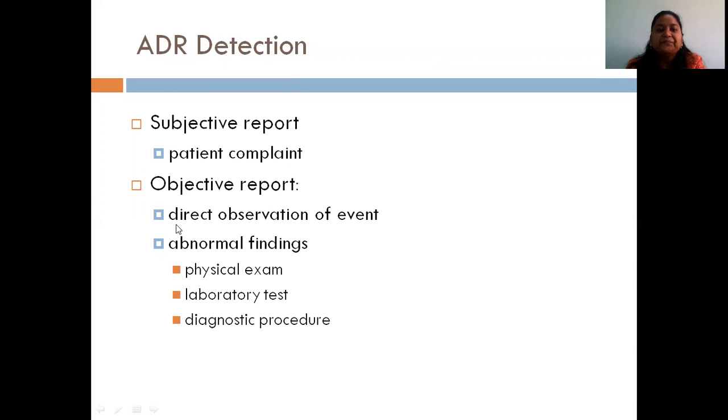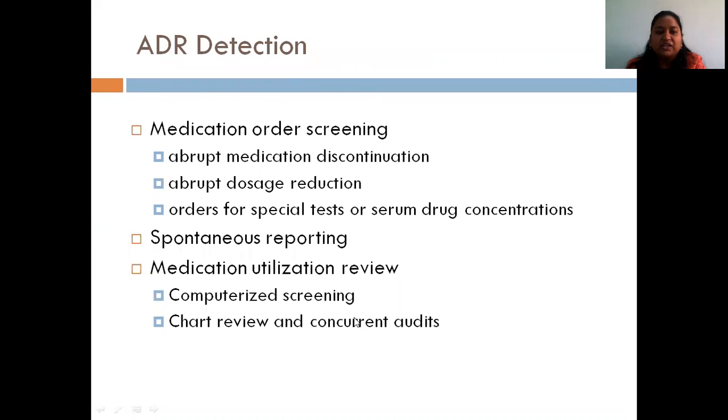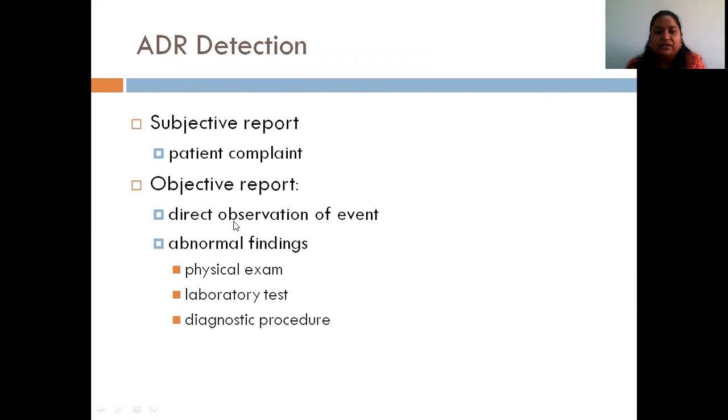Here you have to put all the direct observations of the events. You have to report the event and all the abnormal findings, like the physical examination, how the patient is looking by seeing physically, and some laboratory tests or diagnostic procedures that have been performed are included in the objective report.